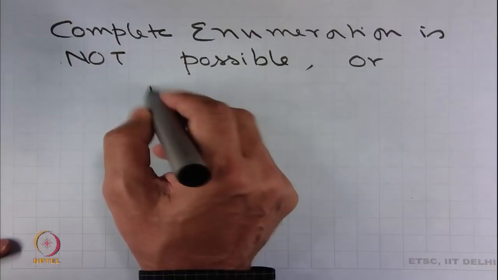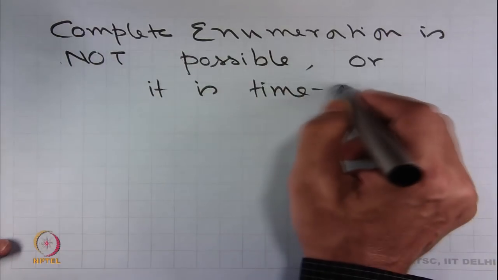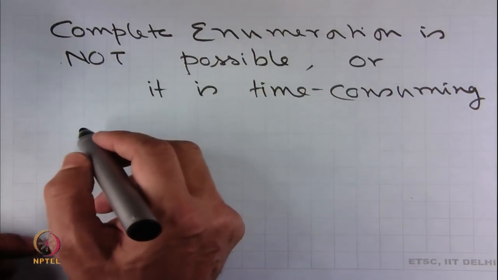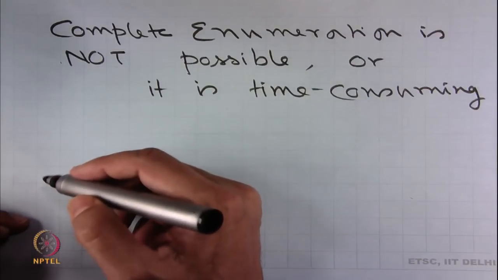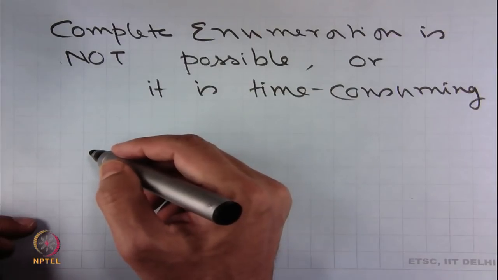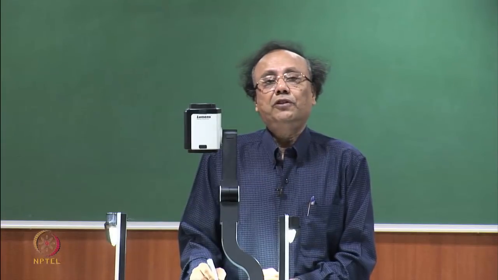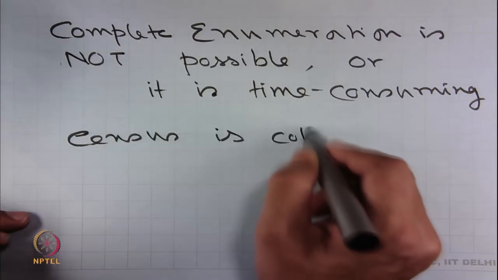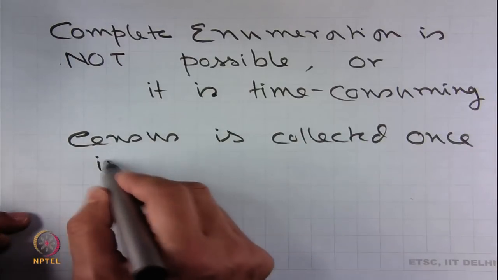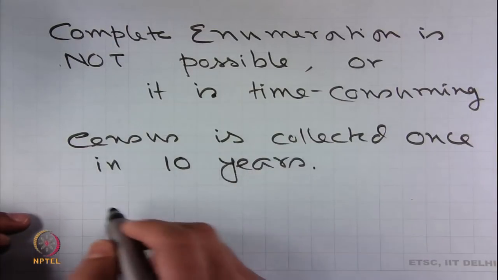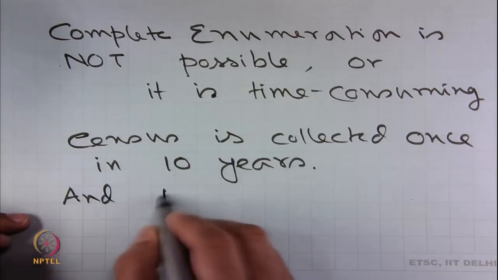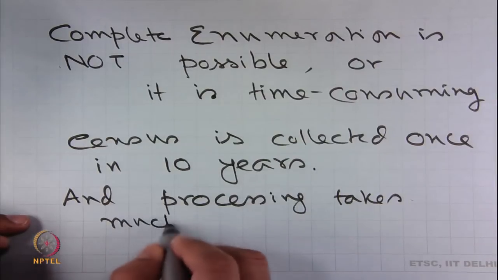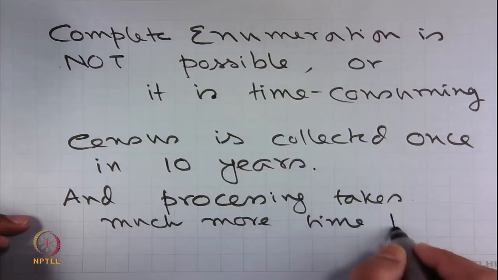Or it is time consuming. For example, if you look at census data where surveyors actually go from household to household and collect information about individuals and the household together, it is expensive and time consuming, and that is the reason census is collected once in 10 years, and the processing takes much more time to publish the result.